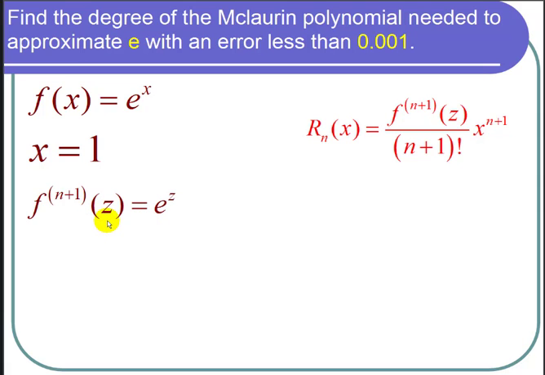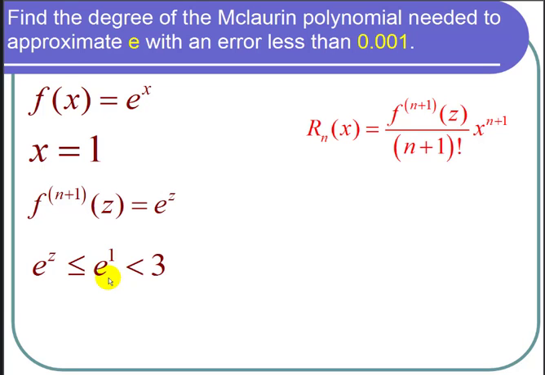And if we plug in z, we get e to the z. Notice that e to the z is an increasing function between 0 and 1, which means that it reaches its maximum when z equals 1. So we can say that e to the z is less than or equal to e to the 1. We're trying to approximate e, so we don't know exactly what e is, but we do know that it's less than 3. It's 2 point something.